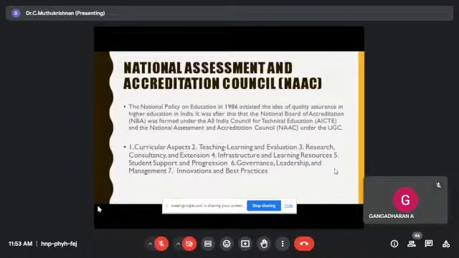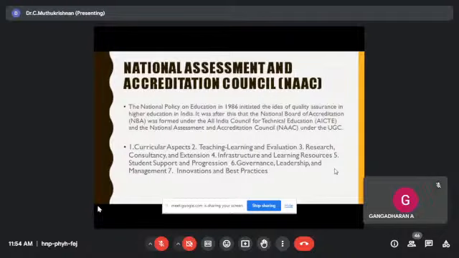It was formed under the All India Council for Technical Education, AICTE. AICTE only gives the accreditation to the engineering colleges, you know that. So the National Policy on Education 1986 initiated the idea of quality assurance in higher education in India. And it was after this that the National Board of Accreditation, NBA, was formed under the All India Council for Technical Education, and the National Assessment and Accreditation Council, NAAC, under the UGC. So there are 7 criteria. Those who are working in higher education institutions might know about all the 7 criteria.